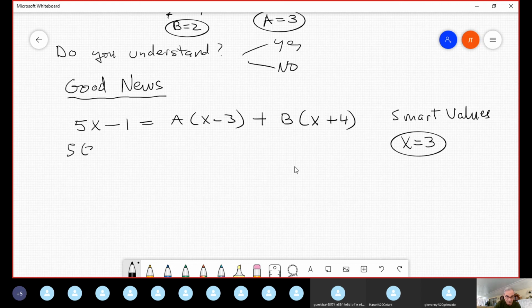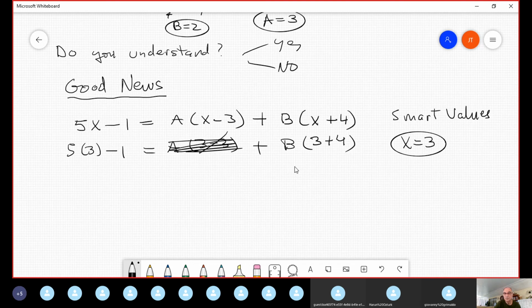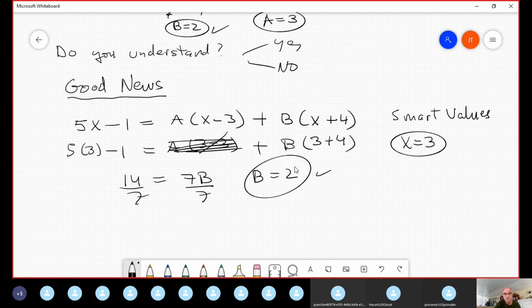You replace x for 3. 5 times 3 minus 1 is equal to 14. 3 minus 3 is 0. That's the reason that part disappears. Plus b, 3 plus 4. This is 15 minus 1, 14. This is 7b. Therefore, divided by 7 both sides, b is 2. And we get, look, the same value.